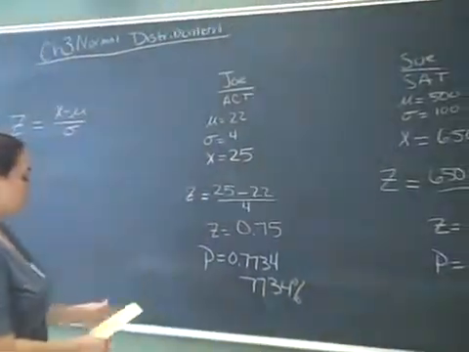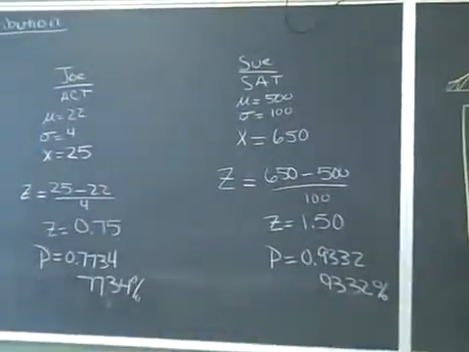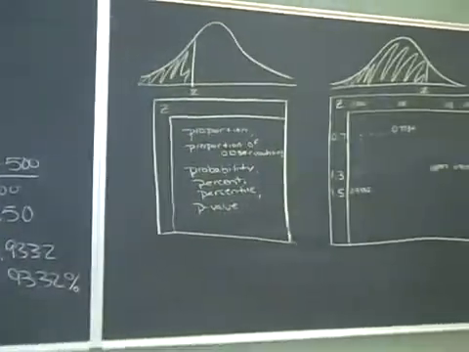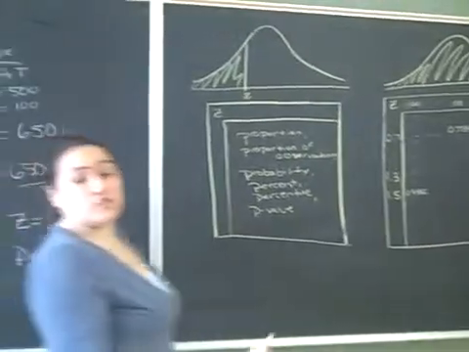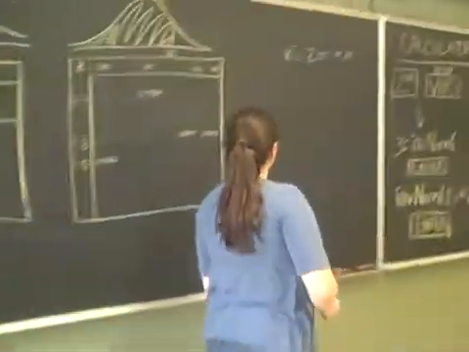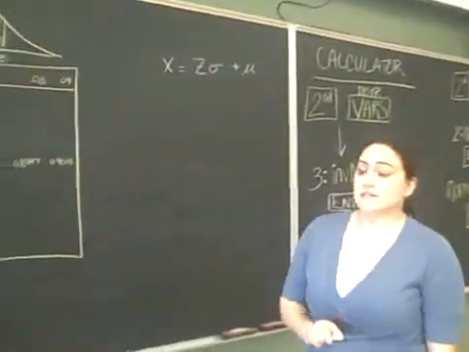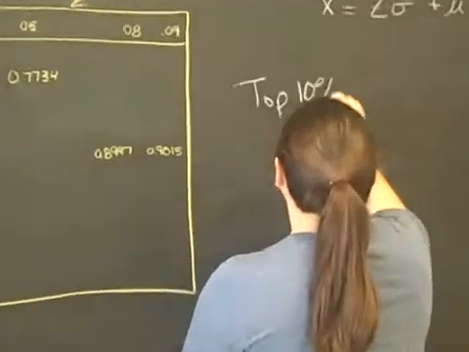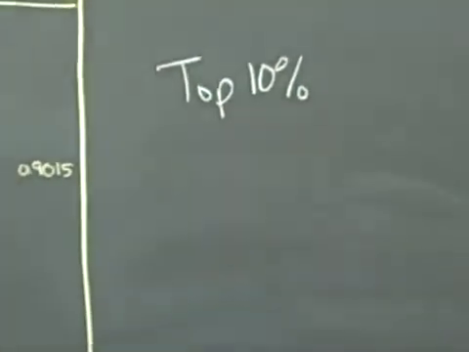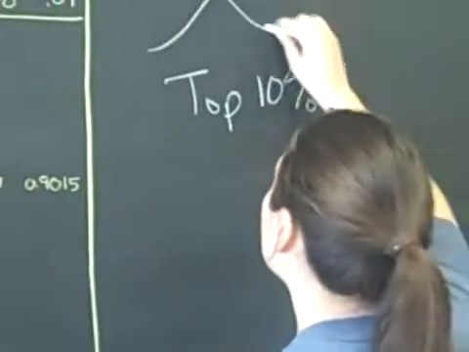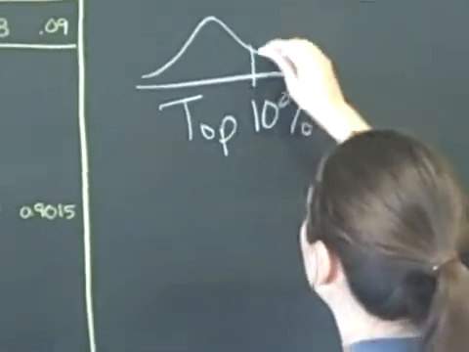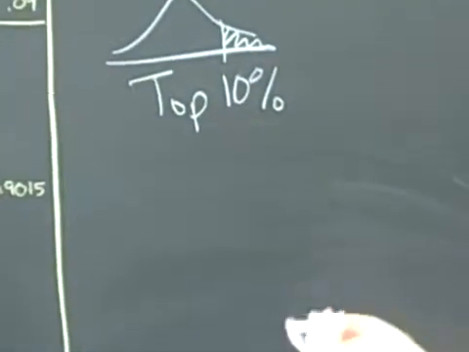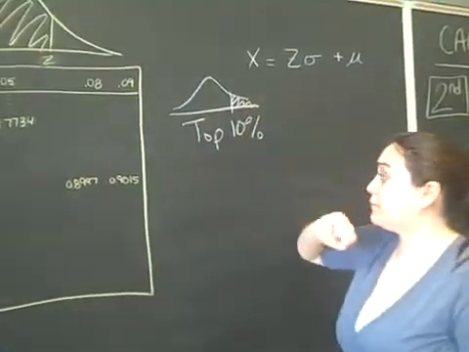Now, if we wanted to work backwards in essence, where we want to say if Joe wants to score in the top 10% of all people who take the ACT, okay? So if we drew out a chart here, he would be top 10%, somewhere in here. And we want to determine what score does he at least have to get in order to fall into this category here.